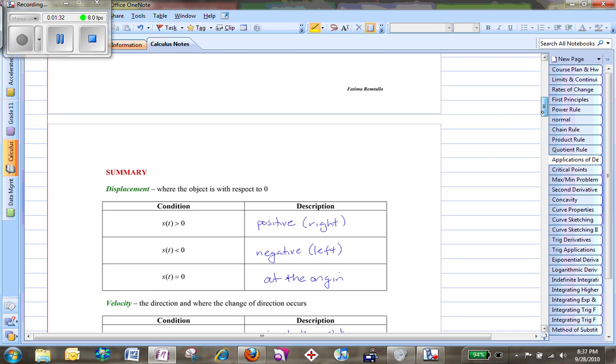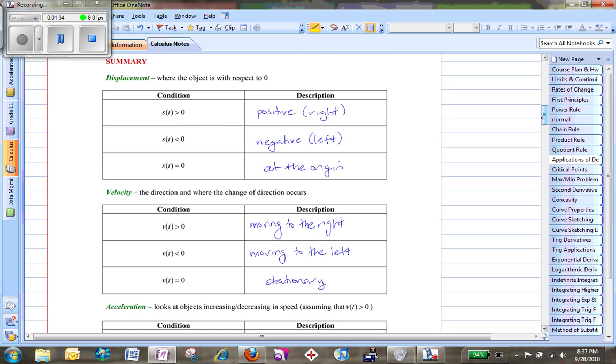Now, if I was to summarize what we were talking about in terms of 0, or the origin as the case may be, in displacement, if s of t is greater than 0, then the position of this object is positive, or to the right of the origin. If s of t is less than 0, it is negative, or to the left of the origin. If s of t is equal to 0, the object is at the origin.